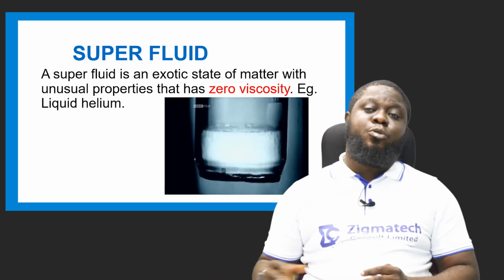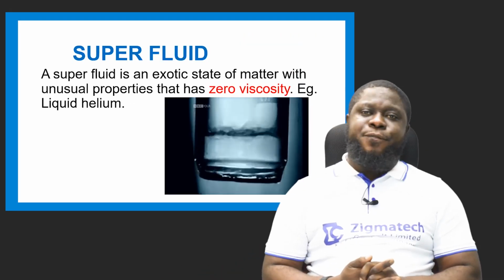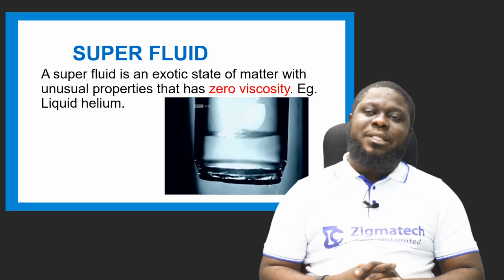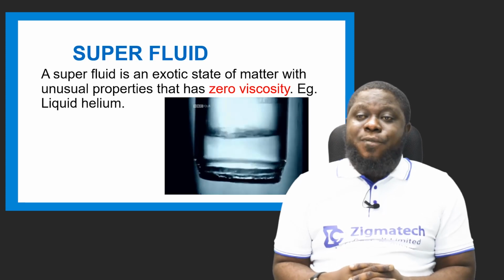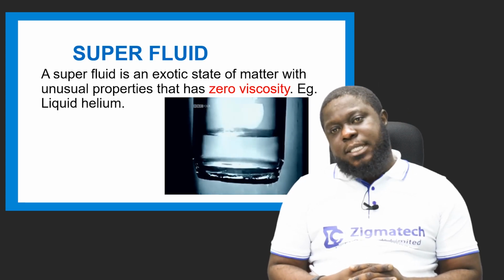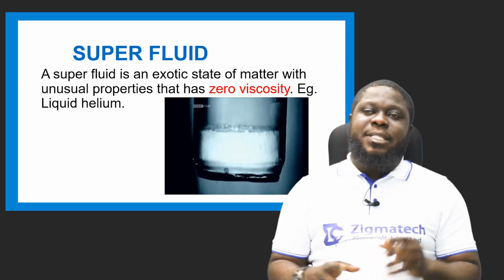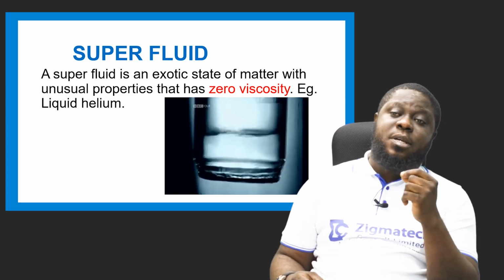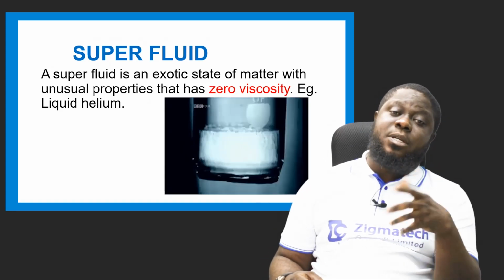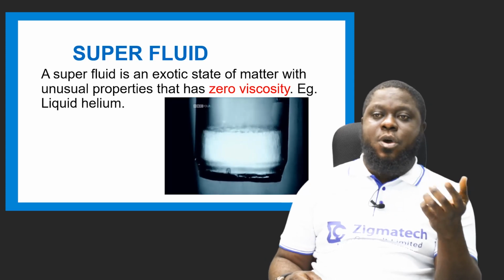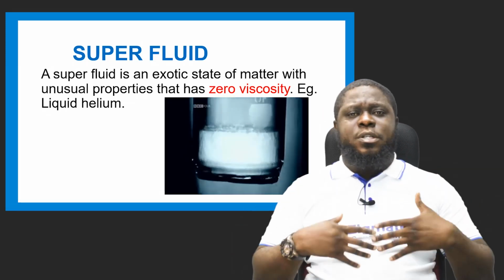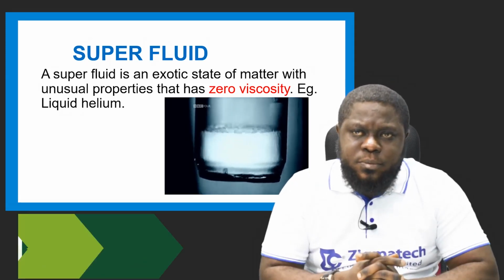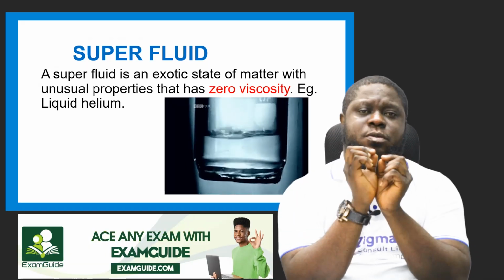Now, the next one is the superfluid. The superfluid is an exotic state of matter with unusual properties that has zero viscosity. Example, liquid helium. It has zero viscosity. Zero viscosity means inability to flow. So it says it has zero viscosity. In essence, its inability to flow is zero. That means it flows.